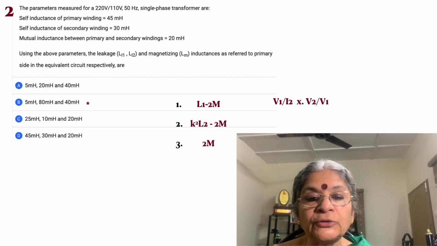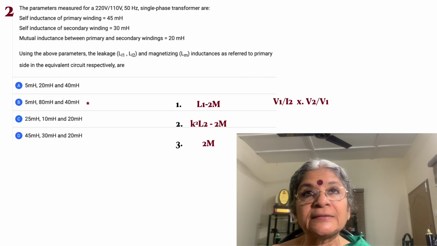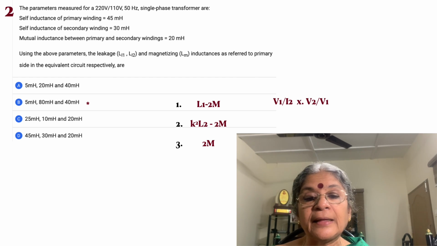So there are two answers with 5. That also tells us that one of them must be true. So we can say that A or B is true.